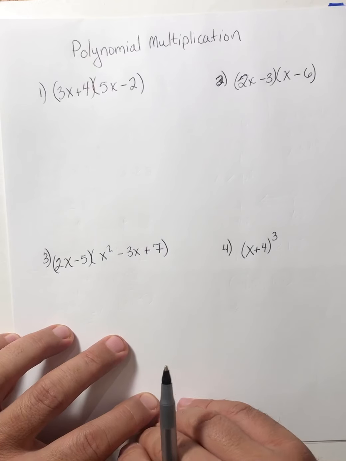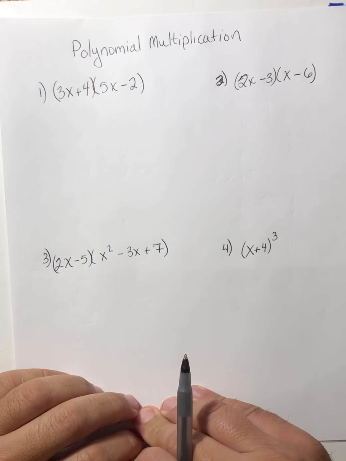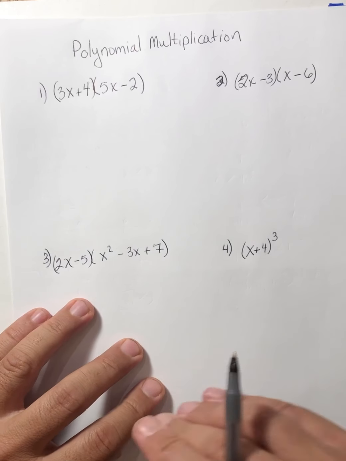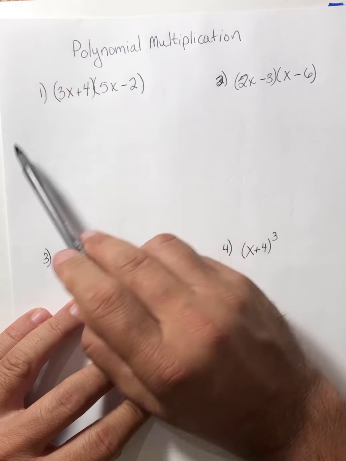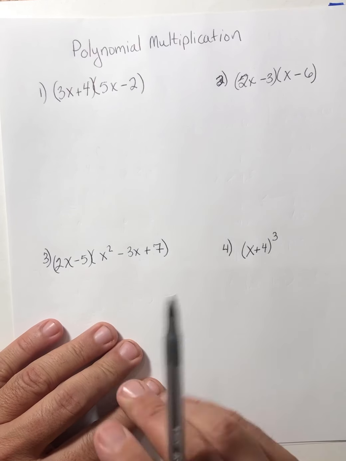Hello, Algebra 2. Today we're going to look at multiplying, we're going to look at polynomial multiplication. So today we're going to be looking at multiplying two binomials together, and then down here we're going to do a binomial times a trinomial.